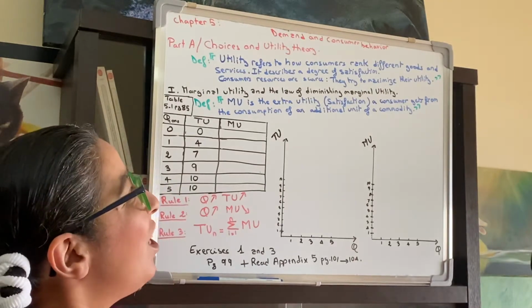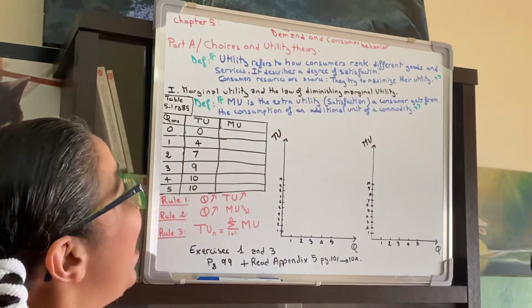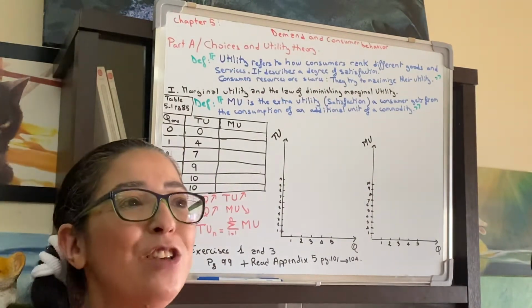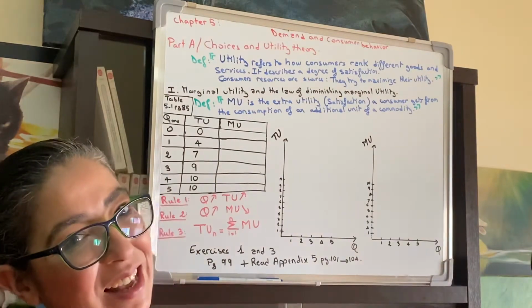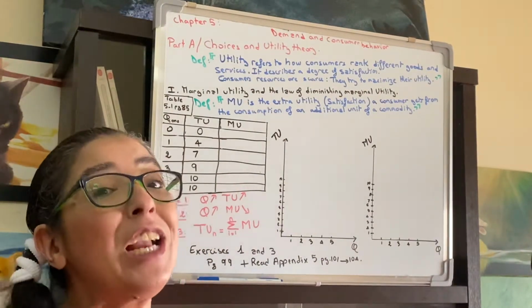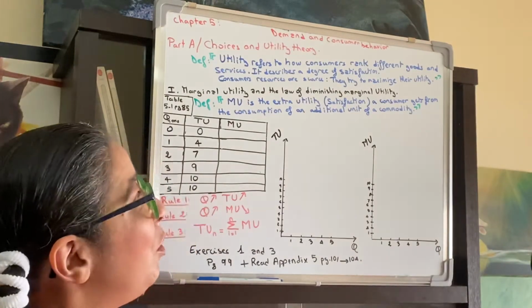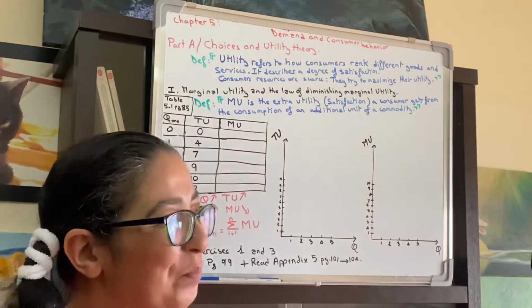So today we're starting a new chapter. That would be chapter 5, demands and consumer behavior. So in this chapter, we're gonna add a new concept. We studied elasticity that shows us a bit the shape of the demand. Now we're gonna continue with another concept, which is utility, that also shapes our demand, okay?